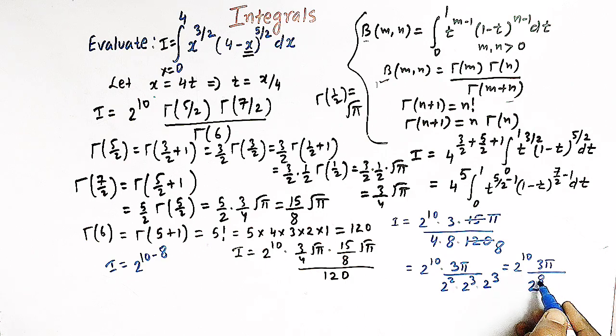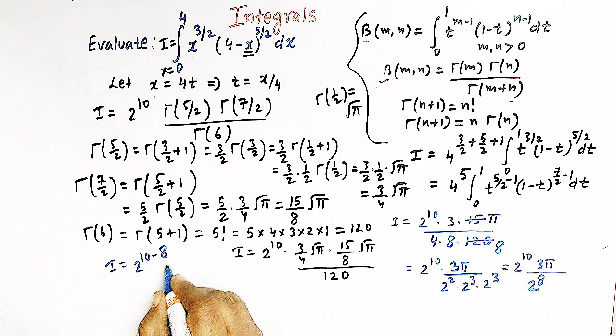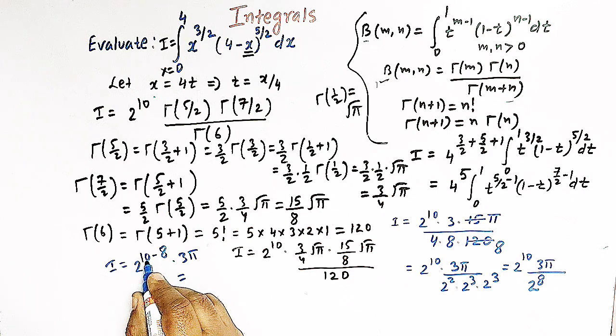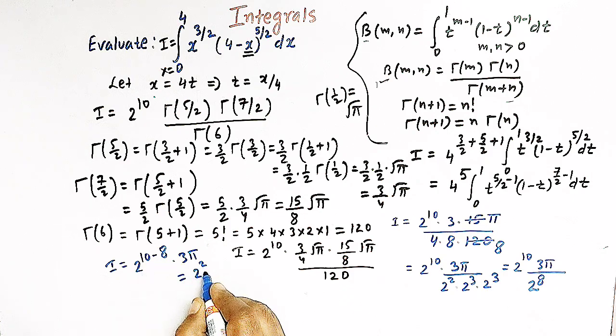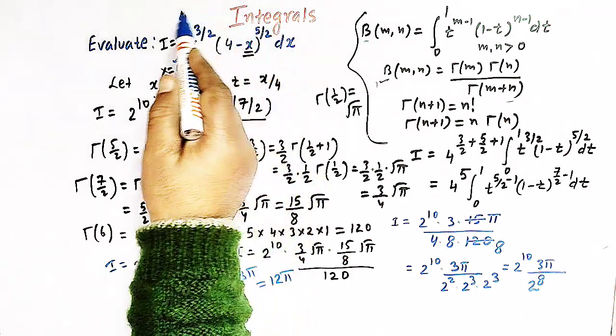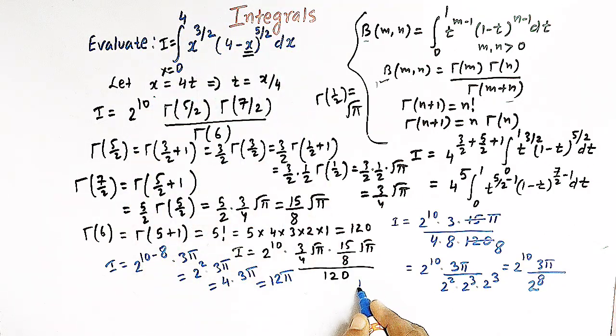So subtracting 10 and 8, and then we have 3 pi, and 2 raised to 10 minus 8 is 2 square, and here we have 3 pi. So 2 square is 4. 4 times 3 pi is 12 pi, right? So viewers, the value of this integral I is equal to 12 times pi.